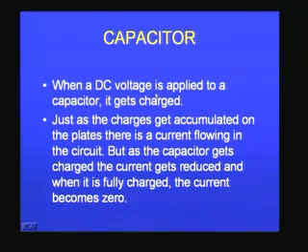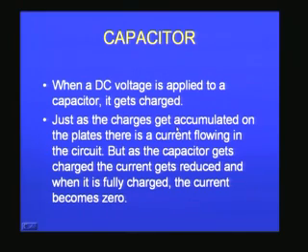So, when a DC voltage is applied to a capacitor, the capacitor gets charged. The charges start flowing into the capacitor, they stay on the plates, and thereby they get fully charged. Just as the charges get accumulated on the plates, there will be a current flowing when I immediately connect a capacitor to a battery. But then this current will slowly come to 0 as the charges accumulate on the plate, and therefore, finally, when it is fully charged, the current flowing through the capacitor will be 0. There will not be any current at all in the circuit.